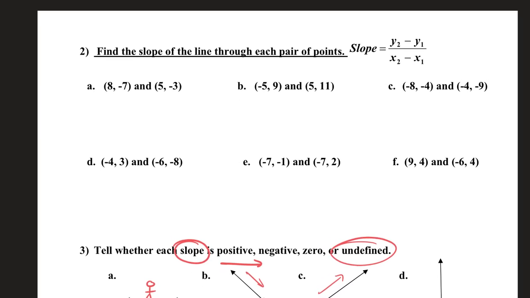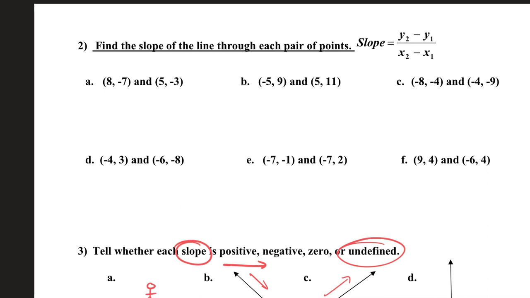Now for these. What this is saying is we have a line that goes through these 2 points. Think of a graph. We have a line that goes through the point (8, -7), which if I were to just estimate, maybe about right here. Then we have another point, (5, -3). So we have a line that we can't see. I drew it right here just to estimate it, but we want to know what the slope of that line is.